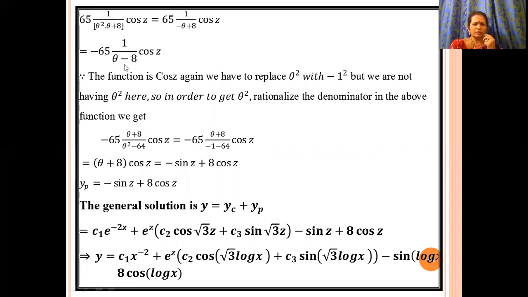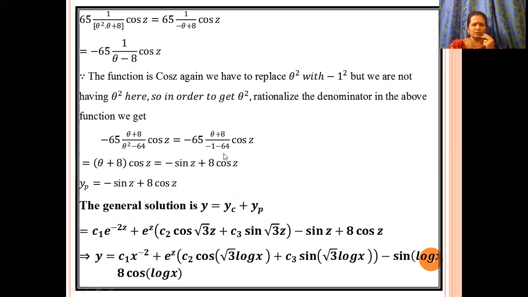So this is a 1 by theta minus a cos z. The function is cos z. Again we have to replace theta square. Again since it is in cos z, we have to convert this into theta square. But here there is no theta square. In place of theta square we have to substitute -1, but since there is no theta square, we rationalize. Rationalize the denominator of the above function, we will get this. Right, so rationalize this, we will get this.